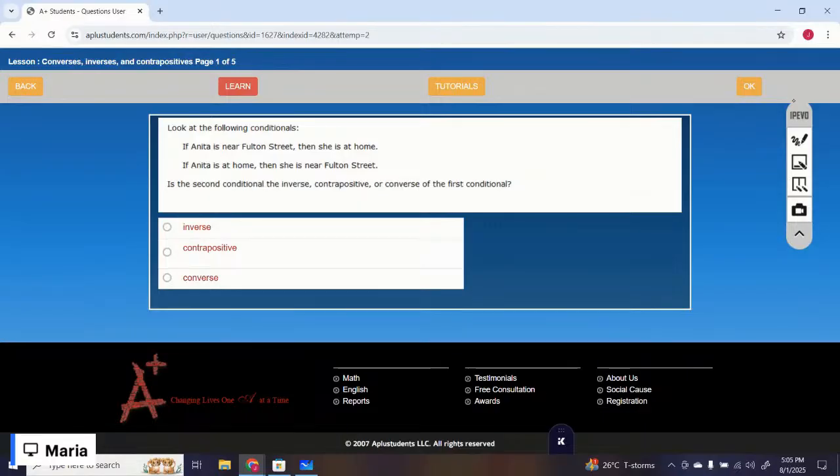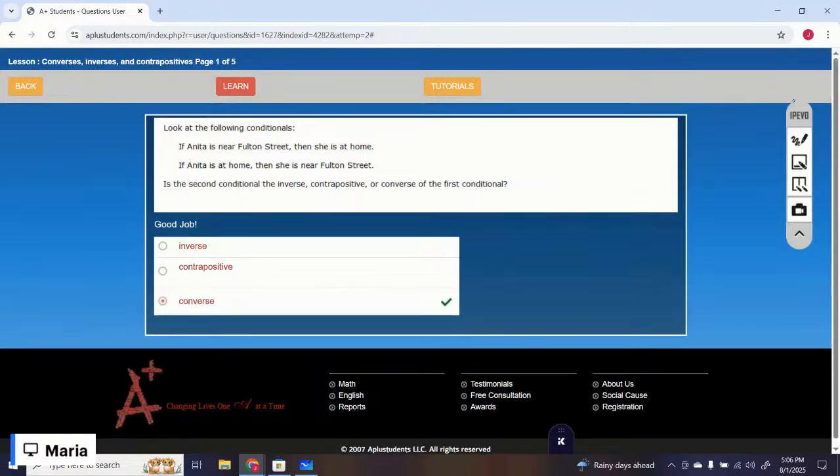Look at the following conditionals. If Anita is near Fulton Street, then she is at home. If Anita is at home, then she is near Fulton Street. Is the second conditional the inverse, contrapositive, or converse of the first conditional? That is the converse of the first statement. Option number three is the correct option. Converse.